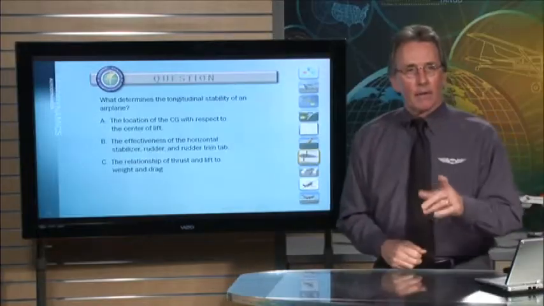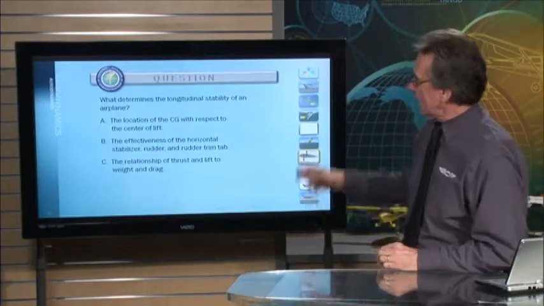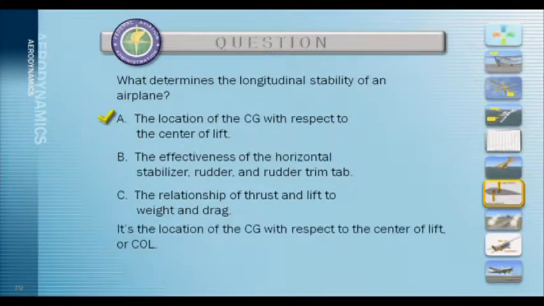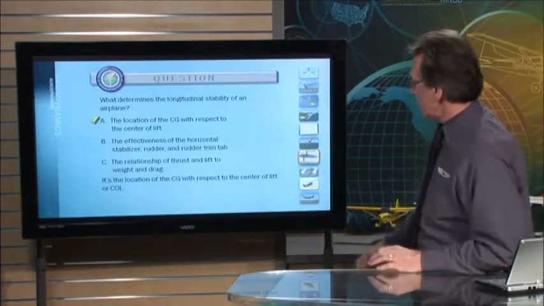Okay, do you have your answer? All right, let's look. What determines the longitudinal stability of an airplane? Of course, the answer is A, the location of the CG with respect to the center of lift. Okay, let's move on to another topic.